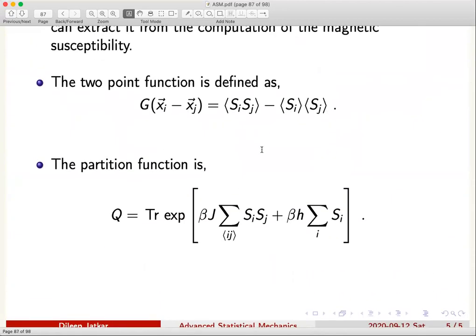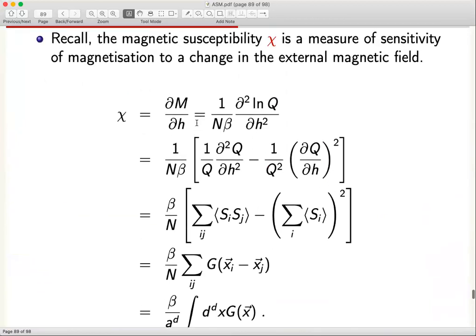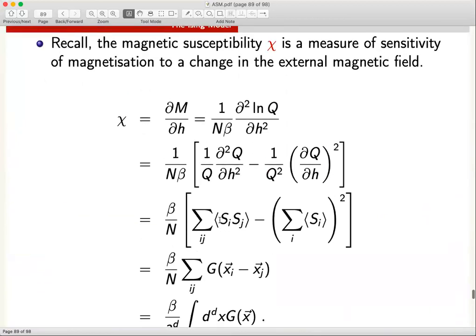But what we actually have is not this 2-point function, but this quantity summed over all lattice sites. So let's go down and check that what you actually get is the sum over ij of S_i S_j minus the summation over i of S_i whole squared. So what you really are getting here is beta over n times the sum over ij of g of x_i minus x_j. So you're summing over all lattice sites in this particular case.